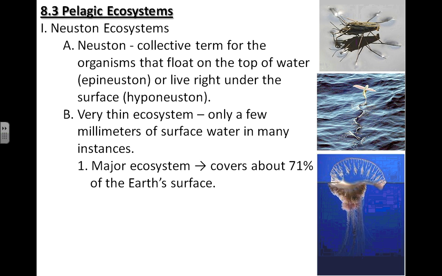Now, despite that, it is a major ecosystem because if you recall from Unit 1, we talked about how the ocean covers about 71% of the Earth's surface. So the entire surface of the ocean makes up this Neuston ecosystem.